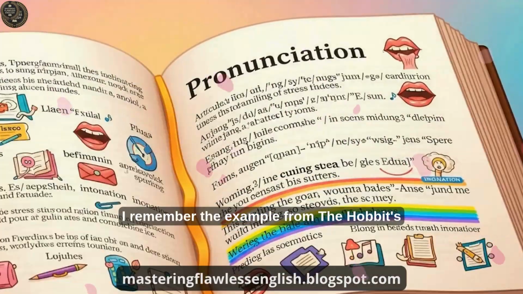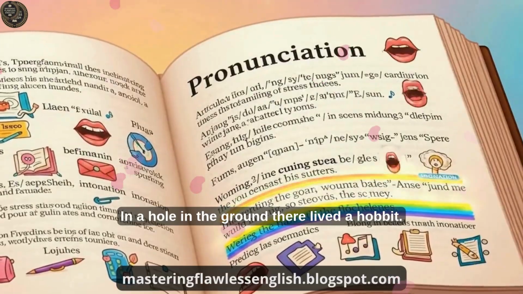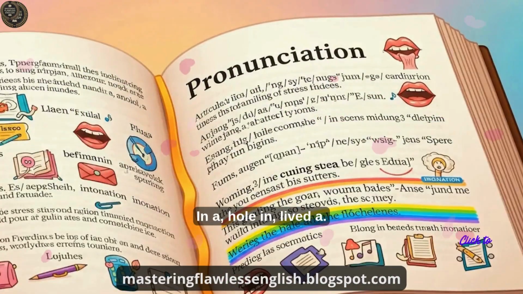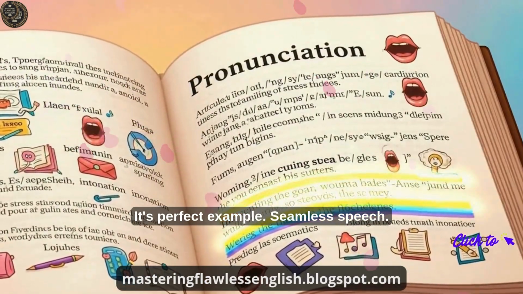I remember the example from The Hobbit's first sentence. In a hole in the ground there lived a hobbit. That short sentence links up 3 times. In a, hole in, lived a. It's a perfect example. Seamless speech.